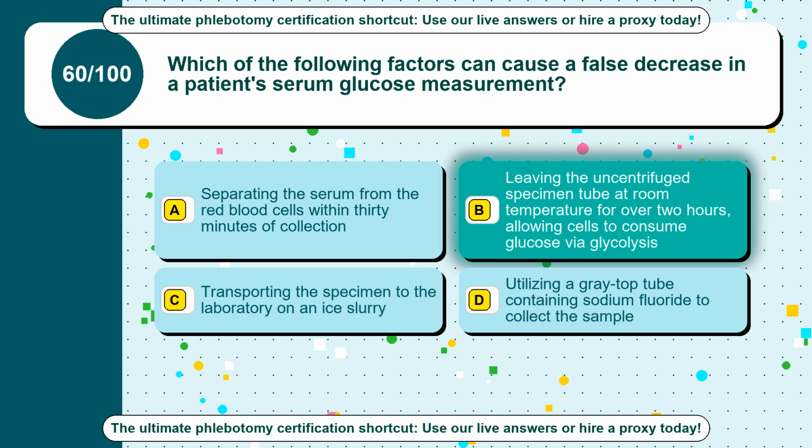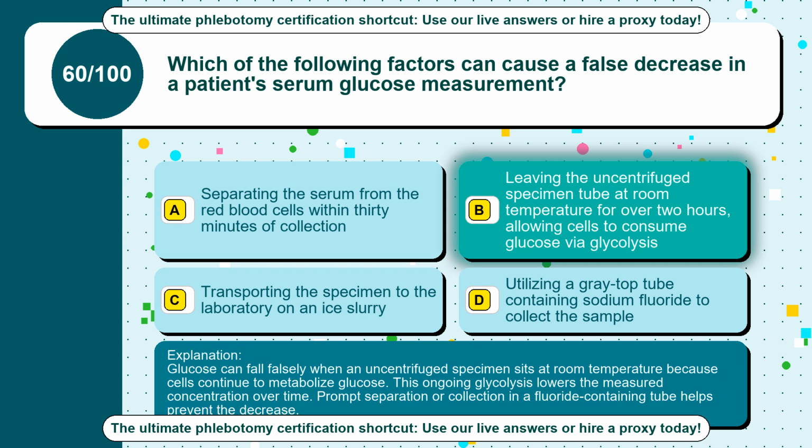Leaving the uncentrifuged specimen tube at room temperature for over 2 hours, allowing cells to consume glucose via glycolysis. Glucose can fall falsely when an uncentrifuged specimen sits at room temperature because cells continue to metabolize glucose. This ongoing glycolysis lowers the measured concentration over time. Prompt separation or collection in a fluoride-containing tube helps prevent the decrease.